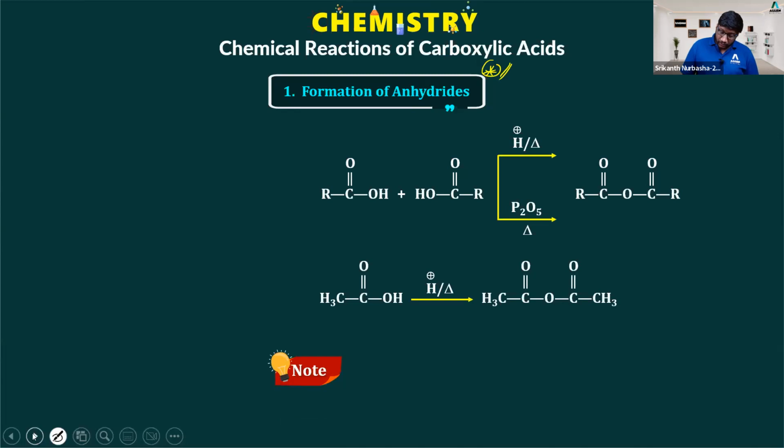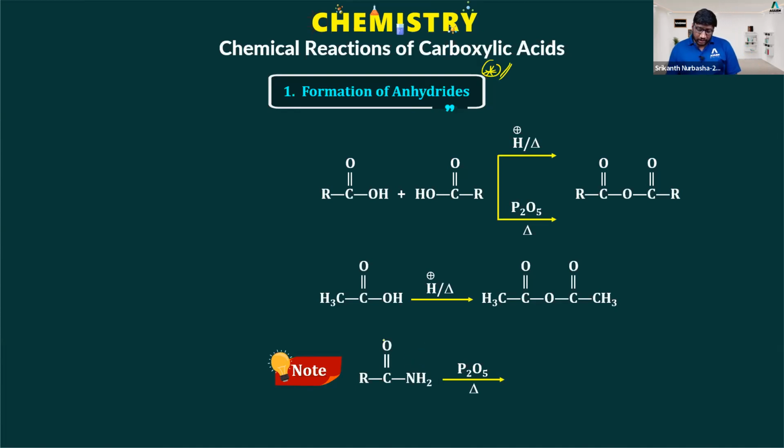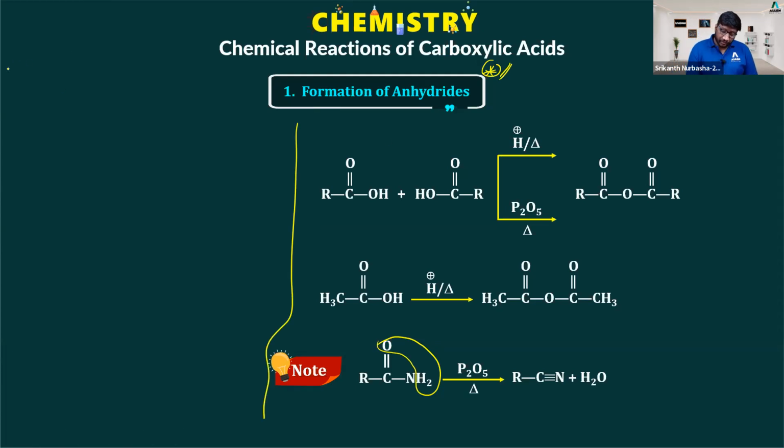The same reaction, if you think, like for amide also, RCONH2 with P2O5. What is going to happen? Loss of water will happen. Loss of water will occur in such a way that you will be generating respective nitrile, RC≡N, and H2O is going to be lost. Let us look at the mechanism to understand the details.